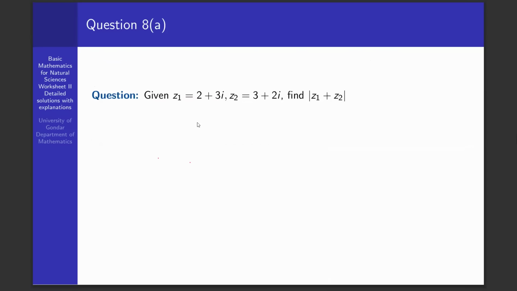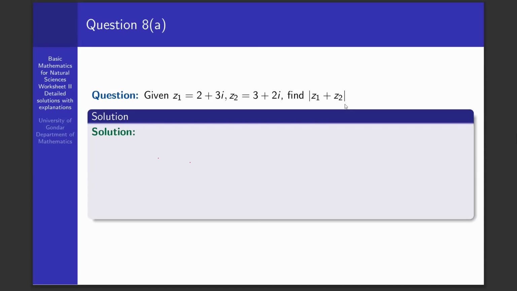The next one, question number 8A. Given z1 is equal to this one and z2, we are asked just to find the modulus, or the norm, of z1 plus z2. We can use different approaches or procedures for finding this, but let us see how we can find the norm of the sum of these two complex numbers.